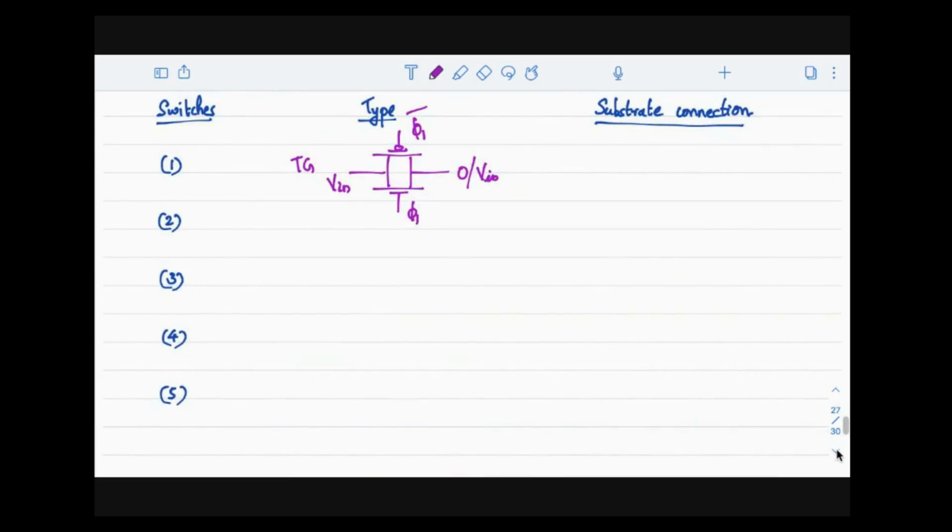Now, what about the substrate connection? We know that NMOS should be connected to ground. So let me do that connection here. You have the NMOS device here that will be connected to ground, and the PMOS device should be connected to its own connection. When I say its own connection, it is appropriate to connect it to V in itself, to one side of it. So I'll just mark it here. PMOS should be connected to V in. Right. So this is about our first switch.